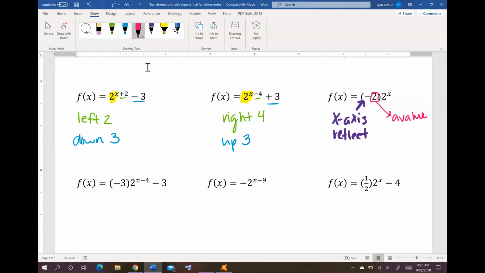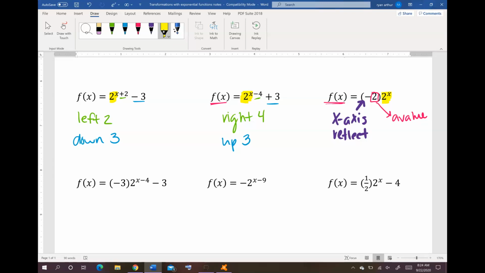And that actually brings up another point. Do you see the difference between this problem and this problem? That 2 is the base. This 2 is the base. Do not get it confused. That's the biggest mistake I saw with transformations with exponentials last year, was that they got the a value mixed up with the b value. You're always going to have a b value, but you're not always going to have an a value, okay?